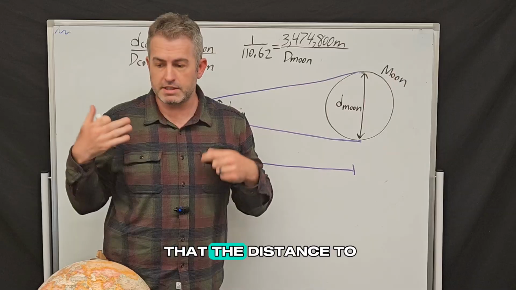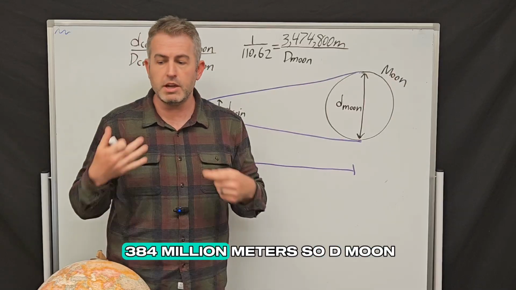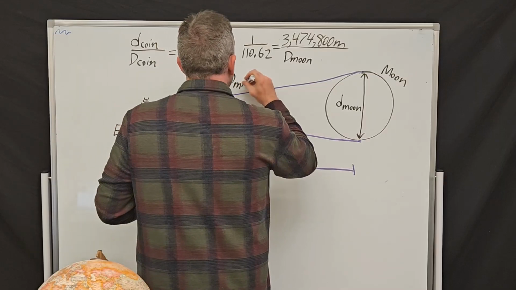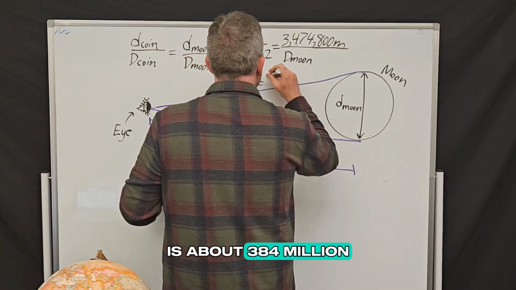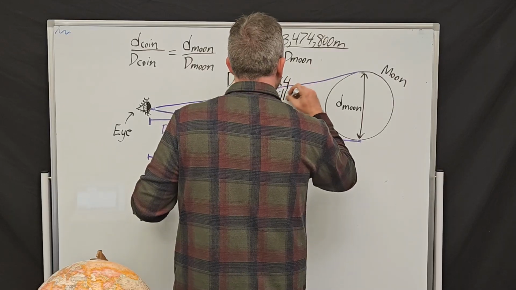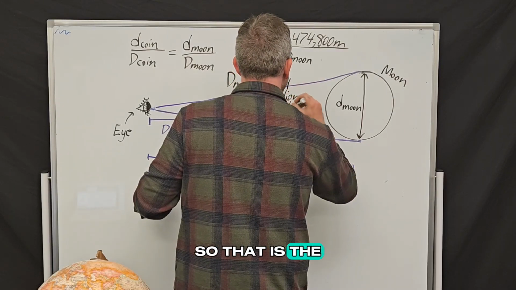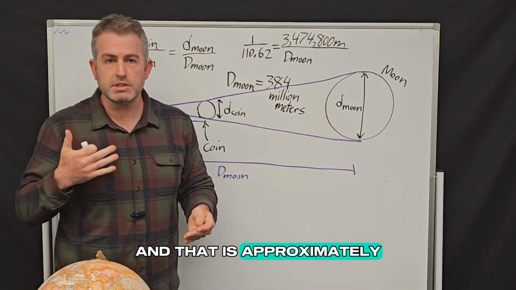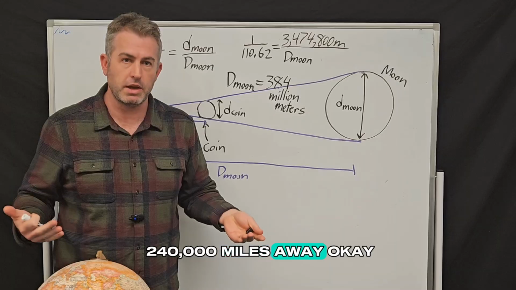And if you solve that, the distance to the moon ends up being about 384 million meters. So D moon is about 384 million meters. So that is the distance from the moon to the Earth. And that is approximately 240,000 miles away, okay?